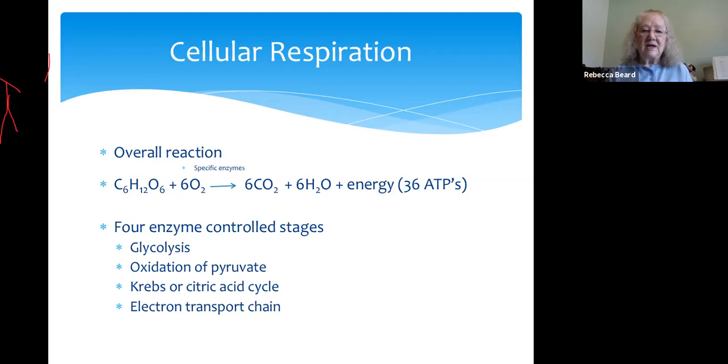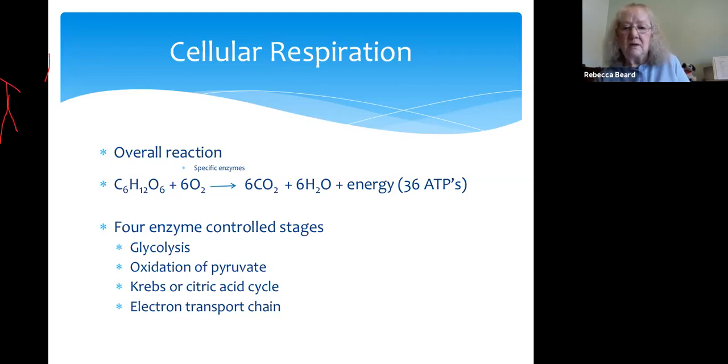So there's 4 stages. All of them are enzyme controlled. Now this is cellular respiration. Don't get it mixed up with respiration, general respiration, I guess we could call it. So cellular respiration has 4 stages. And these are glycolysis, oxidation of pyruvate, the Krebs or citric acid cycle, and the electron transport chain.